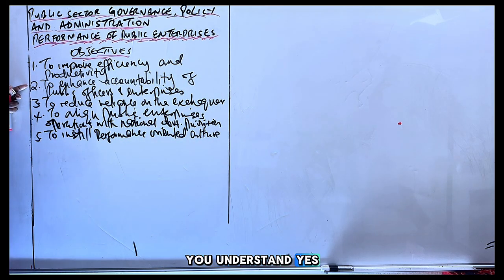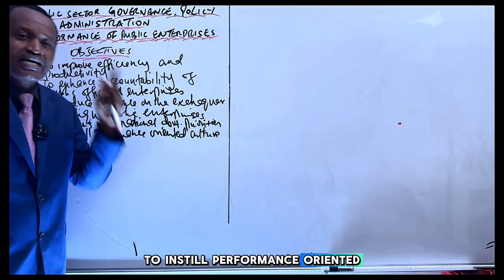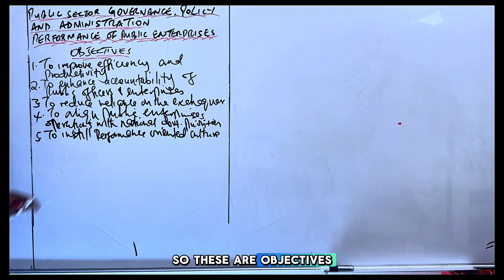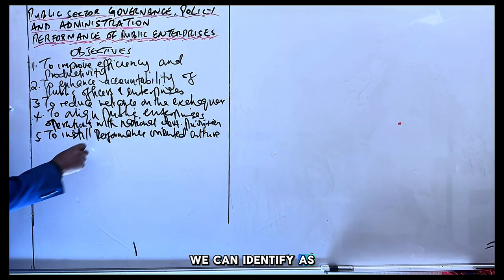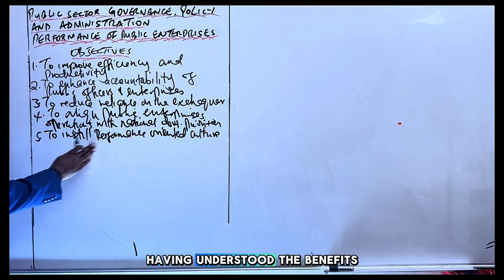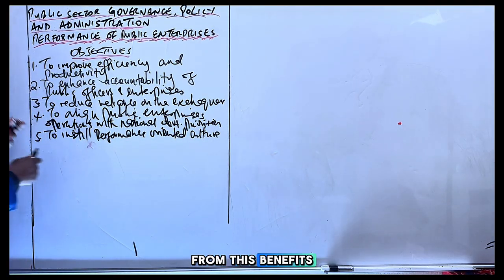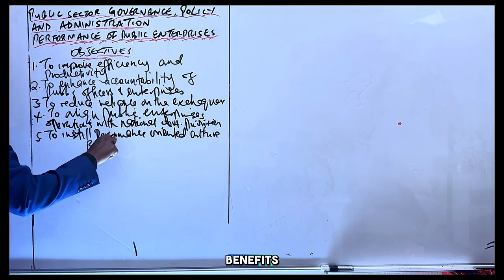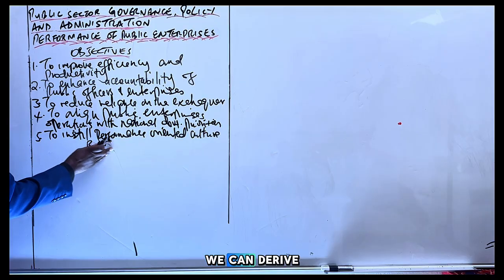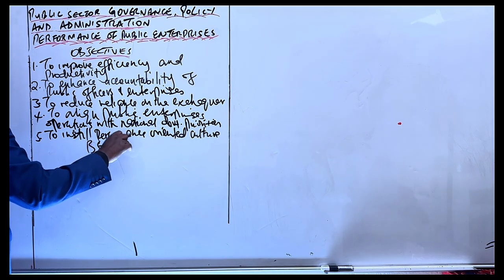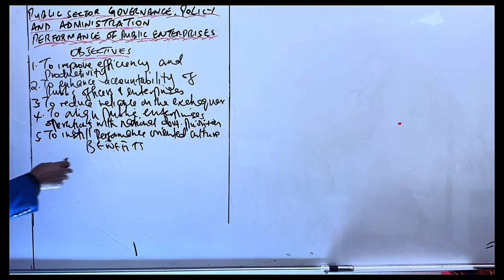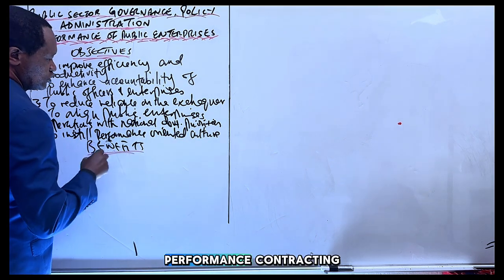You understand? Yes, to instill a performance-oriented culture. So these are the objectives. Now, with these objectives, we can identify benefits. Having understood the objectives, from these objectives we can derive some benefits. What are the benefits of performance contracting?